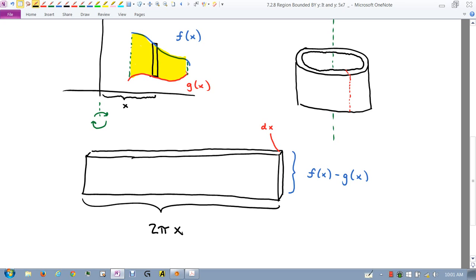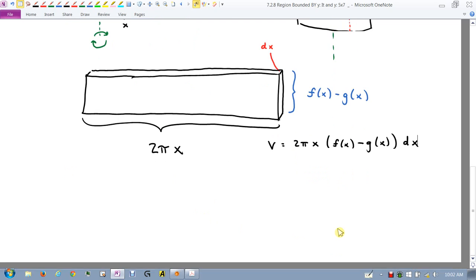So the volume of that little piece, just that little piece, would be what? 2 pi x times f of x minus g of x dx. This times this times this. That's the volume of that little sliver. So how do I find the volume of the entire region rotated around there? Add them up. How do we add them up? Infinitely many of them? Integral. Right? So this is actually going to become our formula.